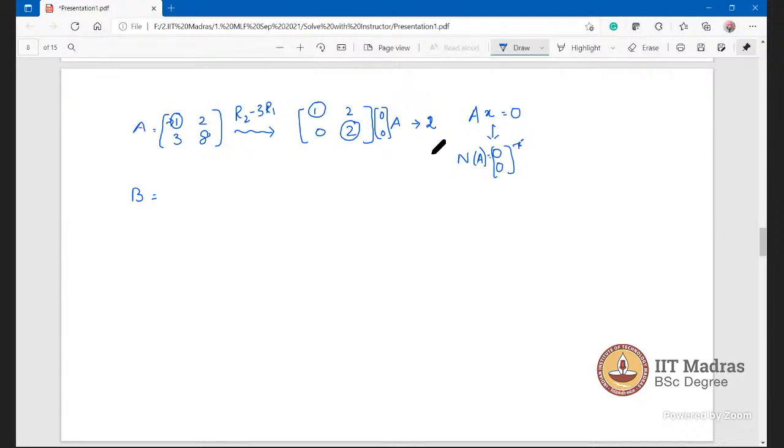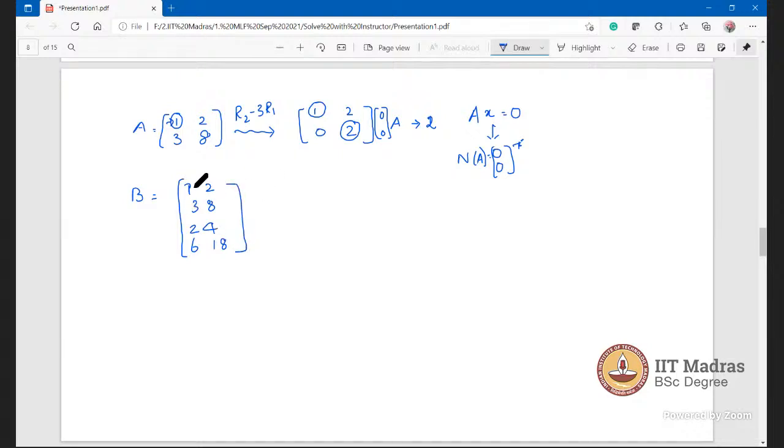So when you write this A, you get B, which is A and 2A. So here I am having 1, 2, B and 2 times of A. Therefore, 2, 4, 6 and 8. So if you look at this matrix, you no need to solve here.